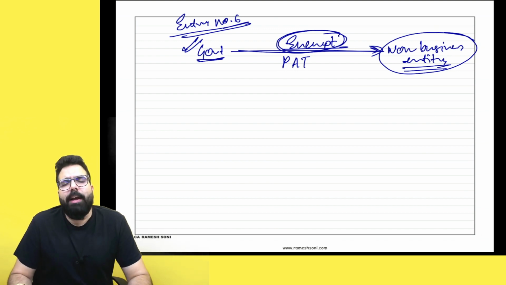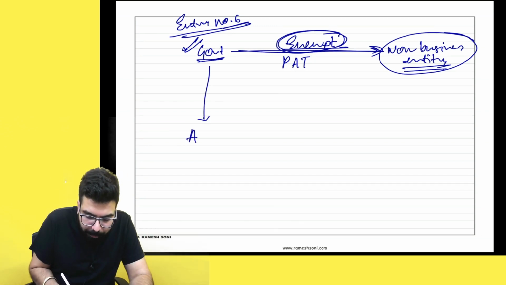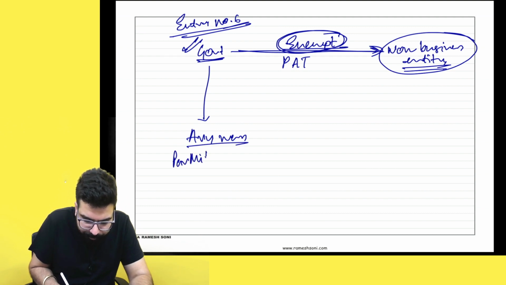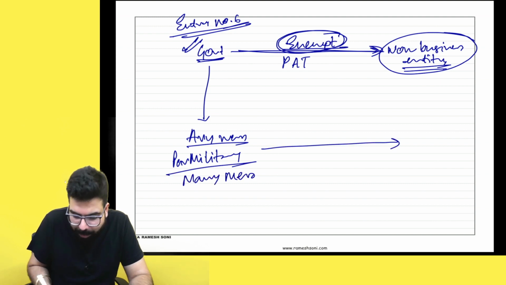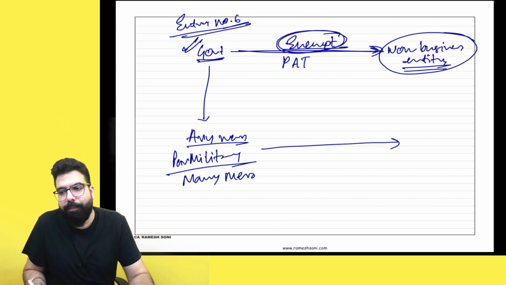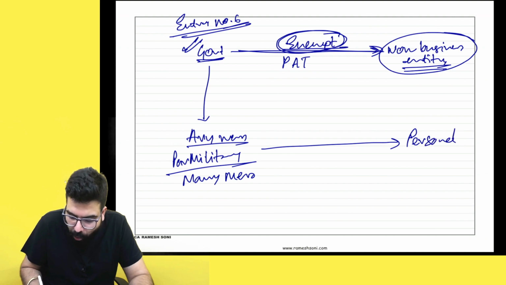Now listen to me very carefully. What they have told over here is that supposing there is a government army mess, military mess, paramilitary mess, or Indian Navy mess, and they are providing accommodation services to their personnel or any other person.